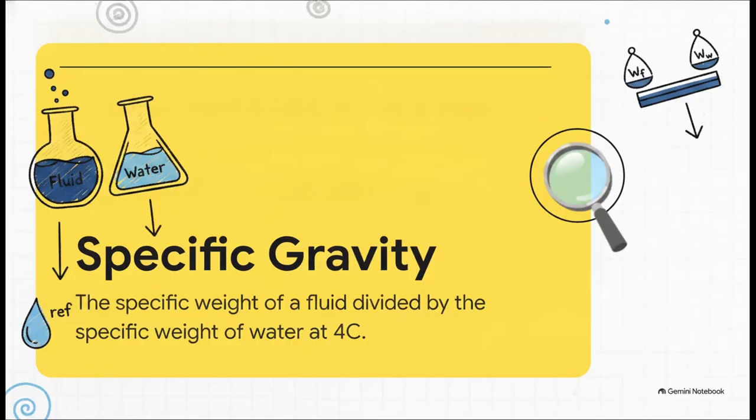Now, sometimes throwing around those raw density numbers gets a bit clunky. So instead, we often want to compare a fluid directly to our most common reference point, which is water. To do this, we use a dimensionless ratio called specific gravity. It is simply the density or specific weight of whatever substance you're looking at divided by the specific weight of water. It's a fantastic shortcut.